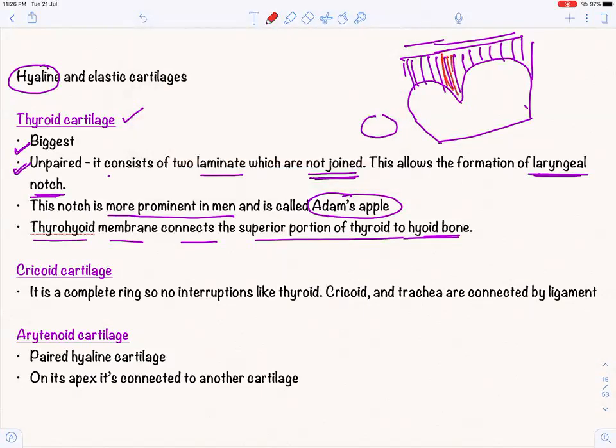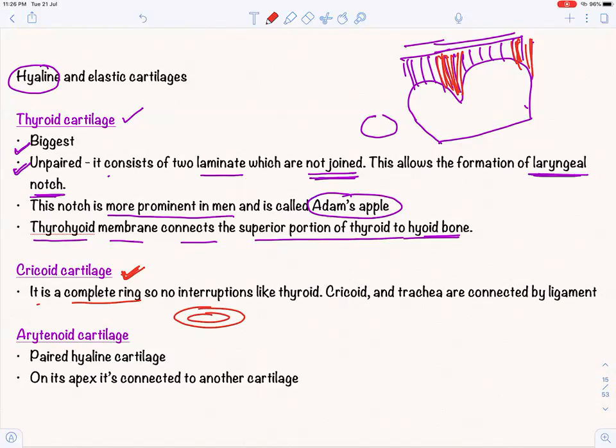This was the median thyrohyoid ligament and the lateral thyrohyoid ligament. Okay, now the second hyaline cartilage is cricoid cartilage. It is a complete ring, so no interruptions like thyroid.